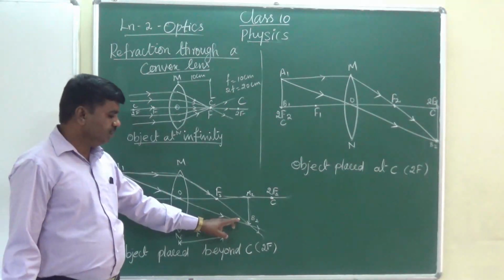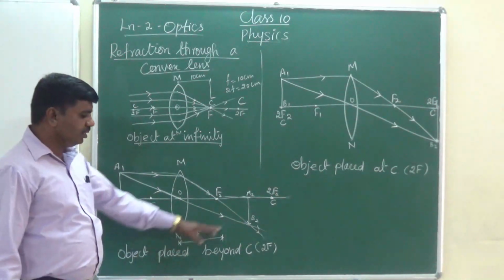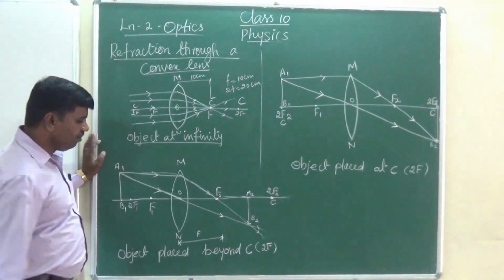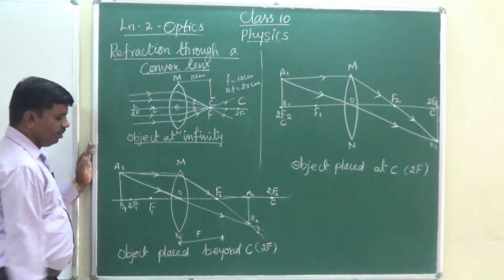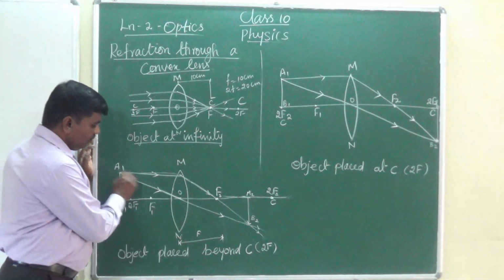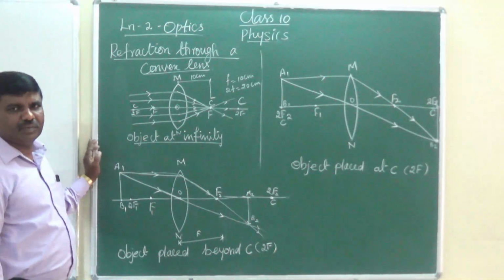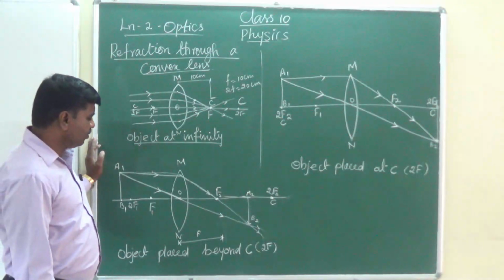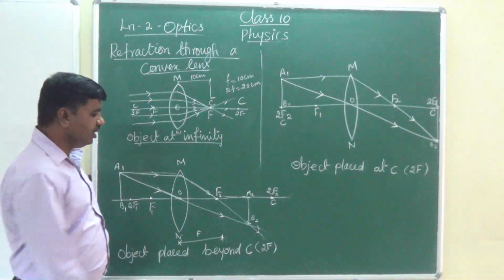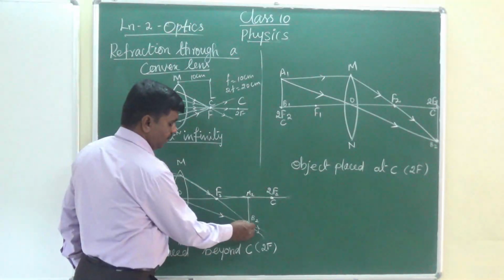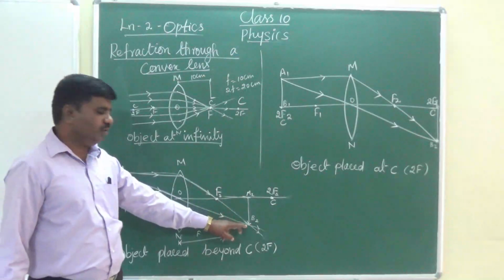Okay, so it is one point here, we can say it is meeting. The same way, another ray which is following through the optic axis. Both the rays are meeting at one point.